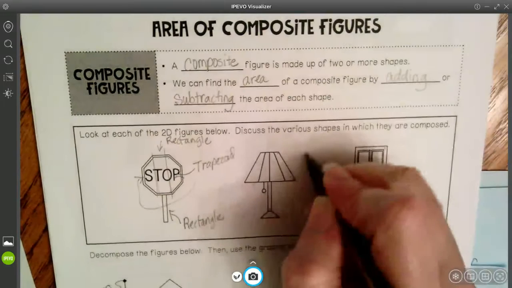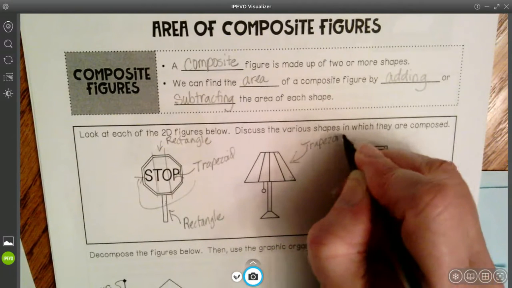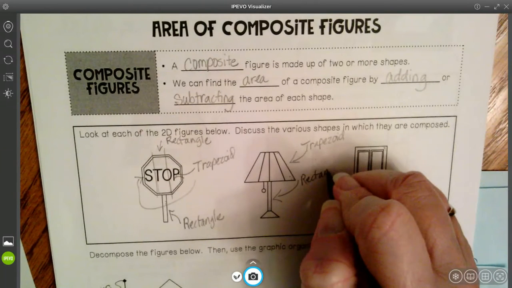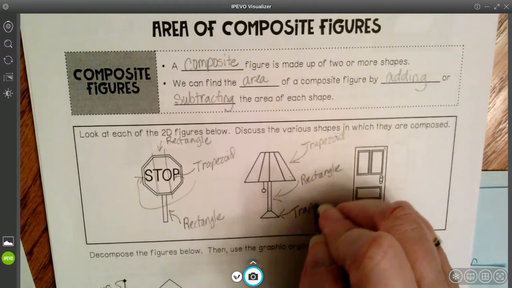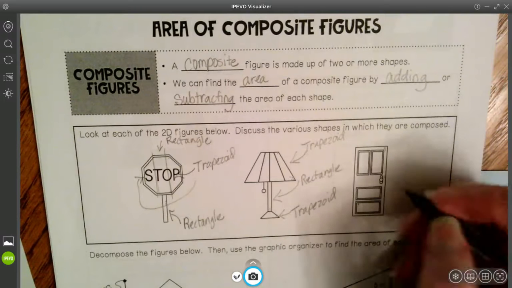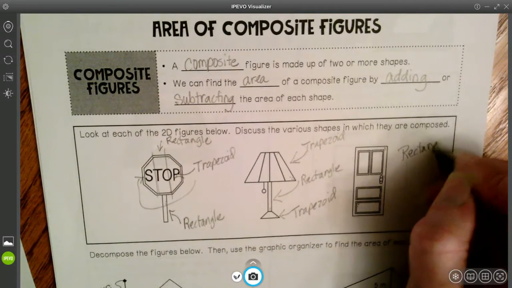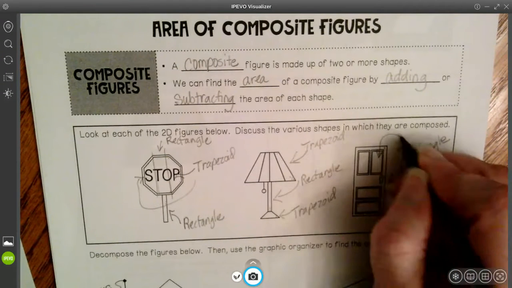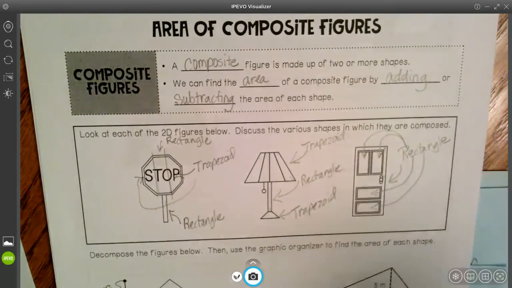Okay, look at the lamp. First of all, we have a trapezoid right here. Here we have a rectangle. And down here we have another trapezoid. Okay, and when we look at this door, it's made up of several different rectangles. Okay, the whole door is a rectangle, but also each panel is a rectangle. So we've got lots of rectangles in that doorway.